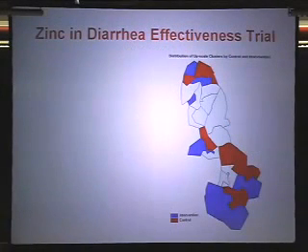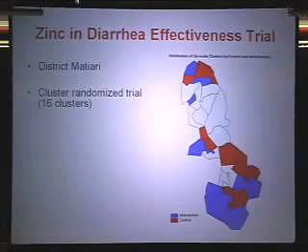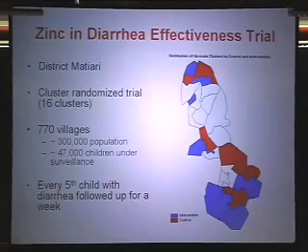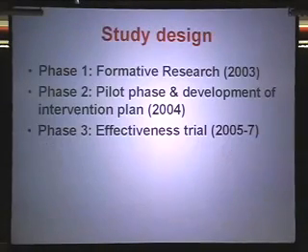As this was also an effectiveness trial, this was done in the same district, 16 clusters, 770 villages, and around 47,000 children who were kept under surveillance over this time period. Of these children, every fifth child had an in-depth period of follow-up for 10 to 14 days. So I'm summarizing a very long trial which has spanned 4 years into just 2 or 3 slides.